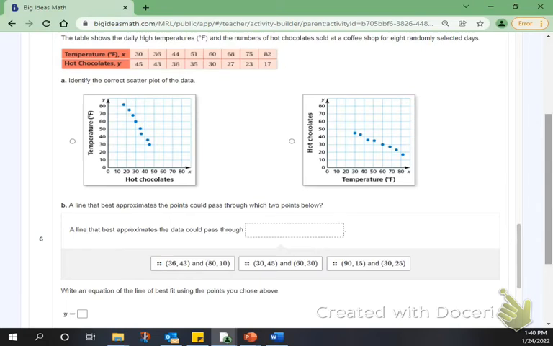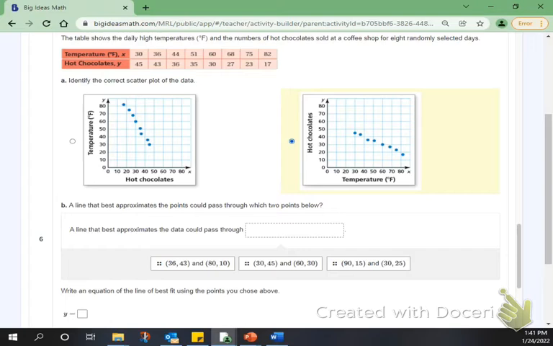The first thing I need you to look at is which one of these scatter plots correctly represents the data. Which one of these scatter plots correctly represents the data? I want you to go ahead and choose. Which one? The first one or the second one? Go ahead and highlight the correct one. Which one do you think? It's the second one.